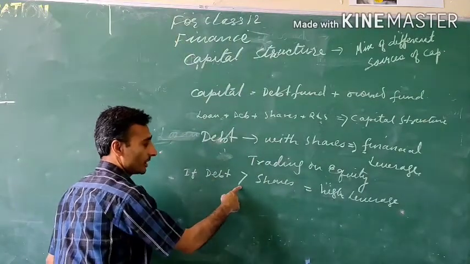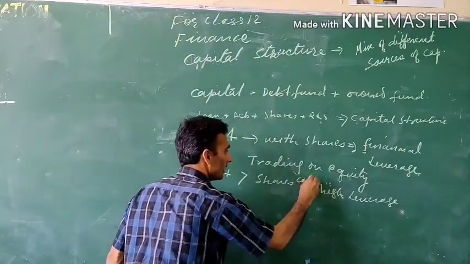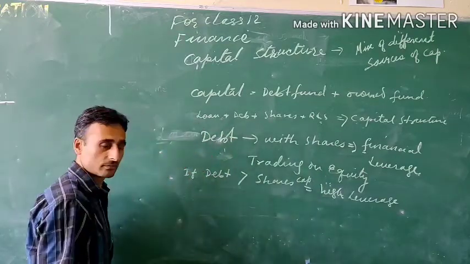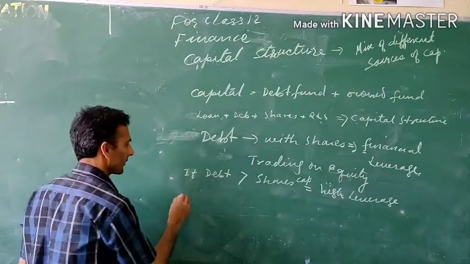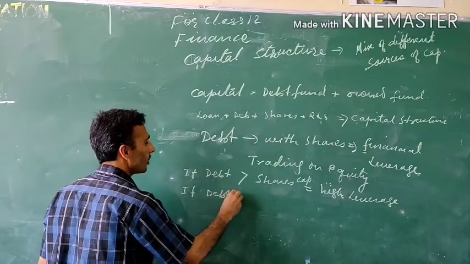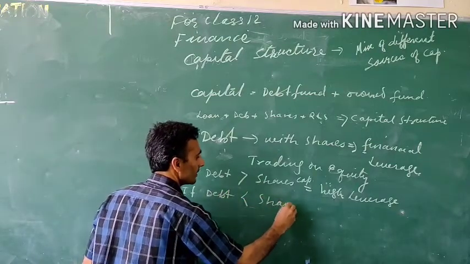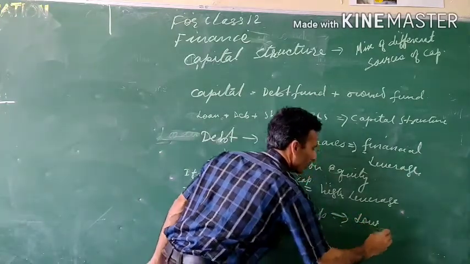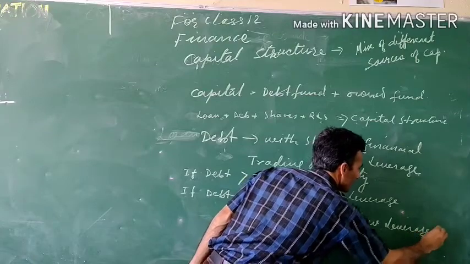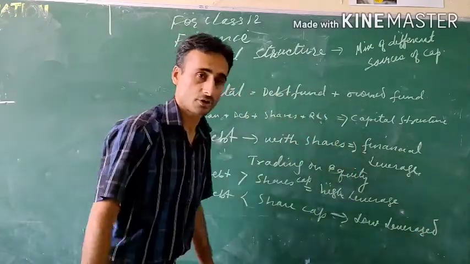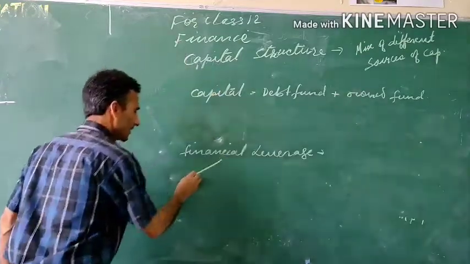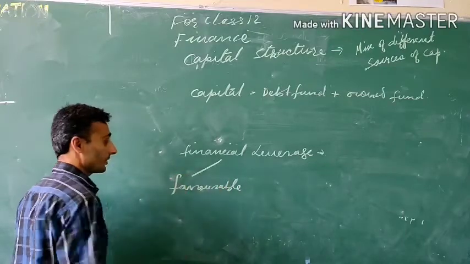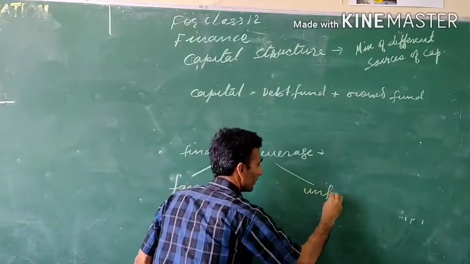If debt is more than the share capital of a company, then it is called high leverage. The capital structure is highly leveraged. If the debt amount is less than the share capital, then it is termed as a low leveraged capital structure. Okay? The leverage can be favorable, or it can be unfavorable.